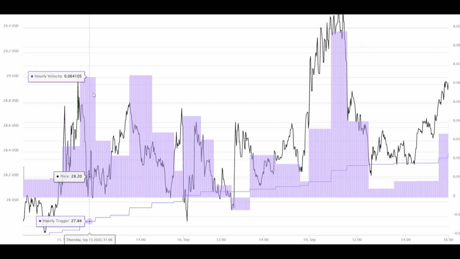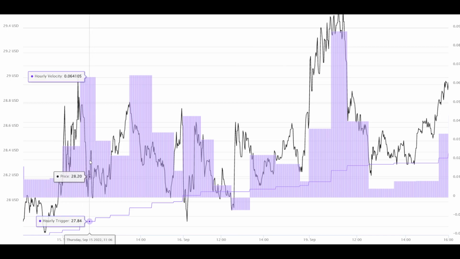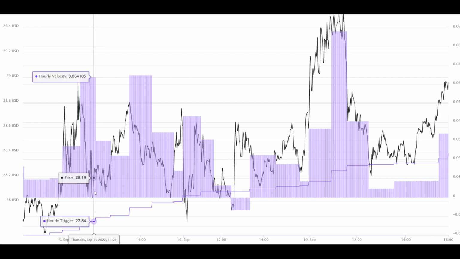This is some pretty good velocity. And so when price came down, it didn't even get to the hourly trigger before bouncing up again. And so when trading using the hourly trigger, when you have positive hourly velocity and price comes down to test the hourly trigger, that's an automatic dip buy.